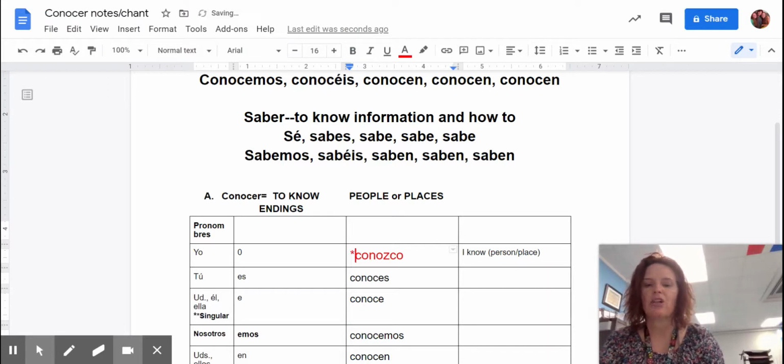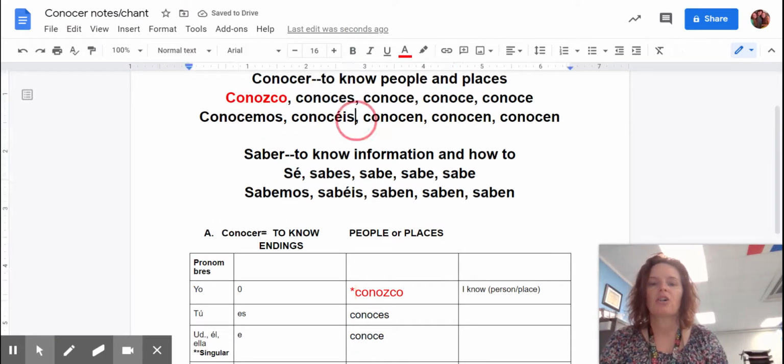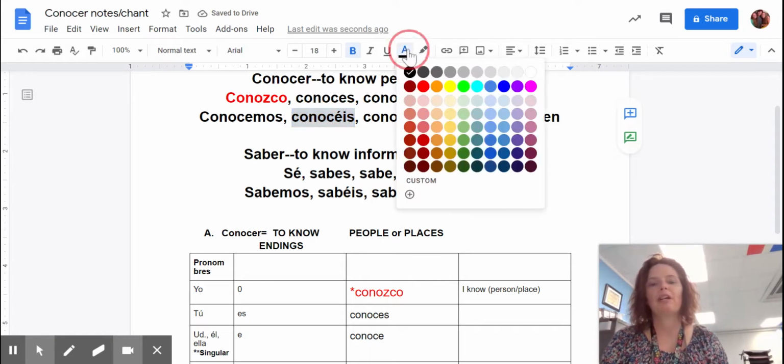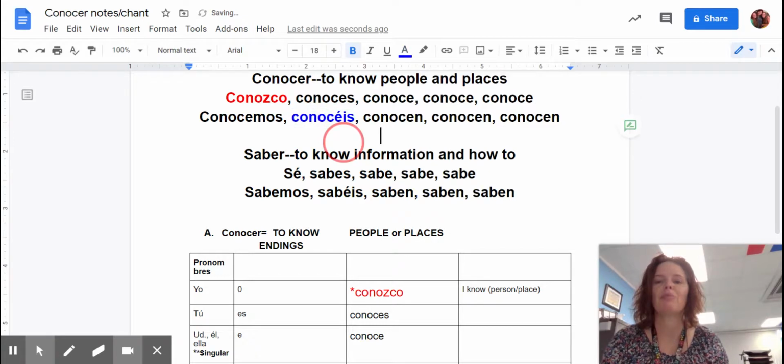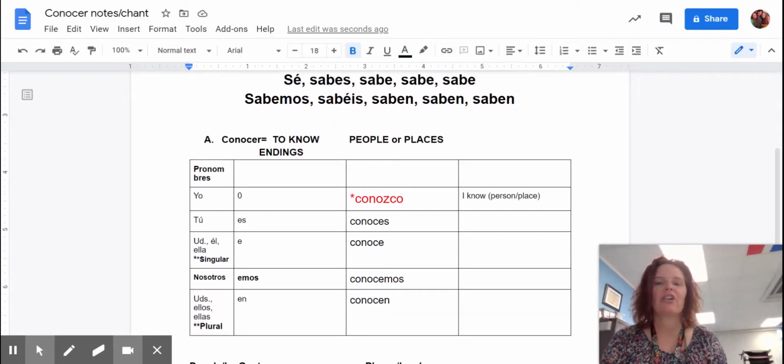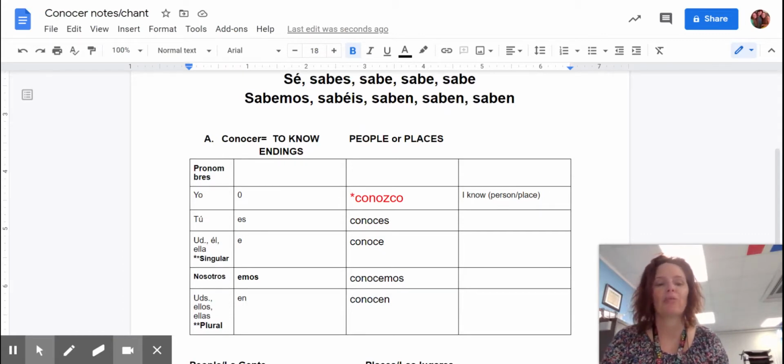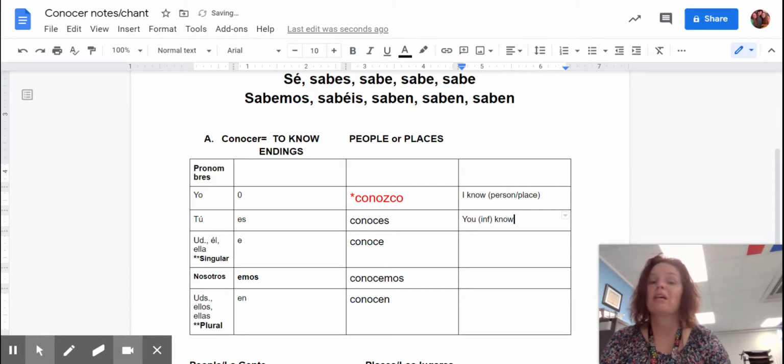Now, if you'll notice up here in this little chant, we did conocer, to know, people and places. Conozco, conoces, conoce, conoce, conoce. Conocemos, conocéis. Conocéis, you won't even see it down here. It's called the vosotros form of the verb. It's only used in Spain, and I don't have to teach it to you. It's just in the little chant to make the words come out even. So you don't have to worry about it, but it is in the chant. All right, so conoces obviously would be you, informal, know people or places. Really important to keep that in mind.